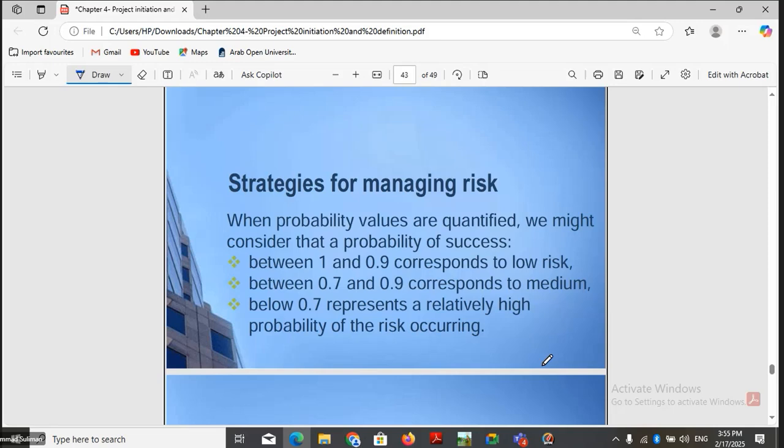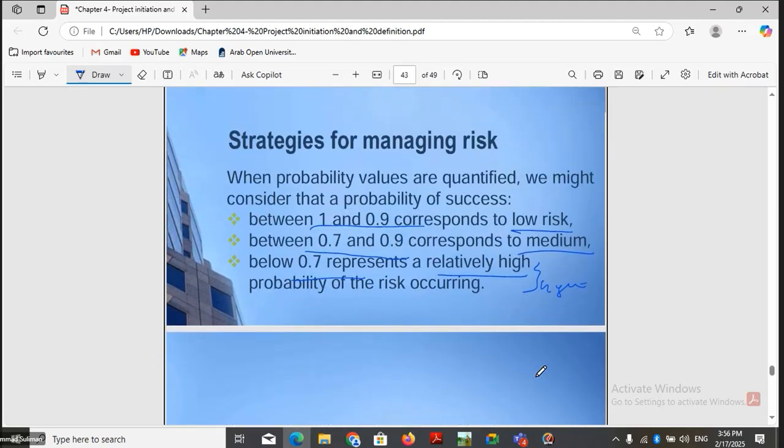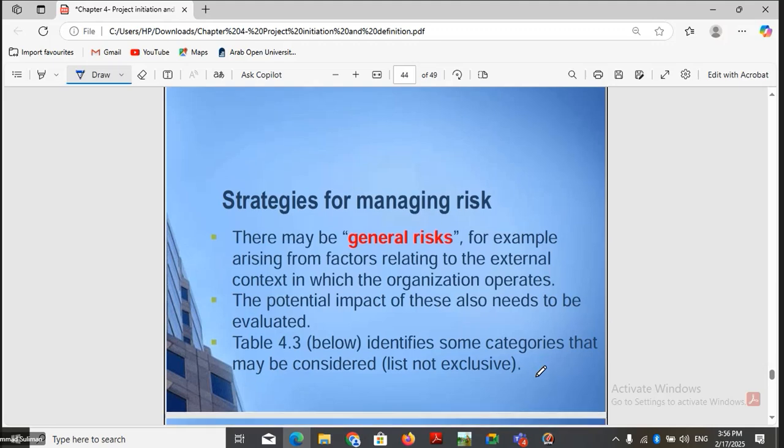So we can quantify the risk into numbers. For example, if the probability of success is between 90% to 100%, then it is under low risk, right? Fine. And if it is between 90% to 70%, then it can be considered as medium risk. And if the probability of success is below 70%, then it is high risk. Okay. So any high risk will have high impact, and any low risk will have lower impact on the project. So we can quantify them in this fashion. Again, it depends on the project, like how you are going to quantify them.